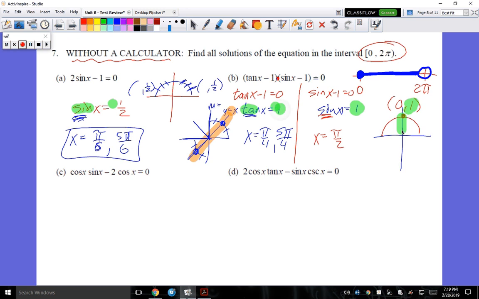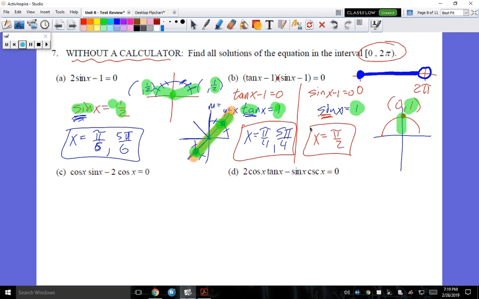Just like over here, that tangent slope of 1 is where I was looking at, pi over 4 and 5 pi over 4. And last but not least, those positive 1/2 I was looking at sine-wise at pi over 6 and 5 pi over 6. Alright, so let's go ahead and box our answers. And there we go. Now we just got to go over to C, D, and then E and F.